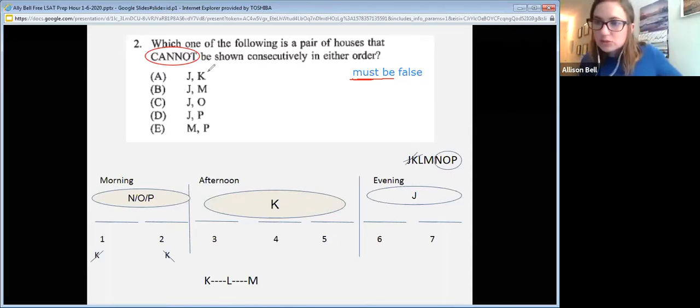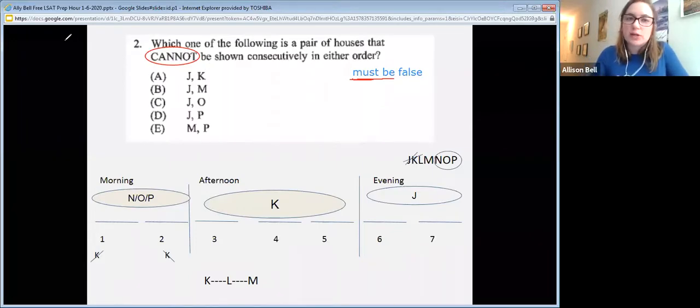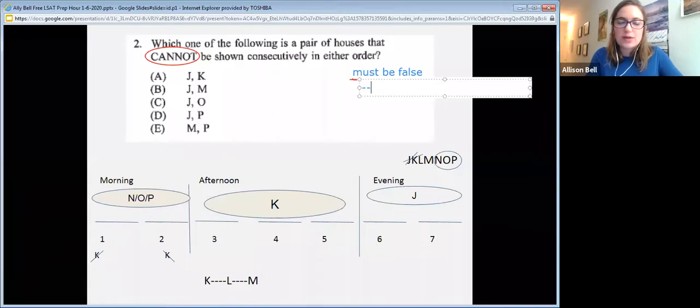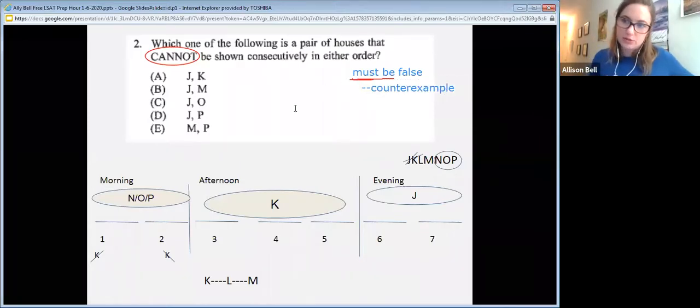Remember that on a must be true question, we were trying to make the answers false. We were trying to show they didn't have to be true. On a must be false question, we're trying to make the answers true to show that they do not have to be false. So we're using the same type of strategy. I'm going to try to show a counterexample, similar to what I was doing on must be true questions. So that's true for all of these very absolute questions that have a must or a cannot in the question stem.